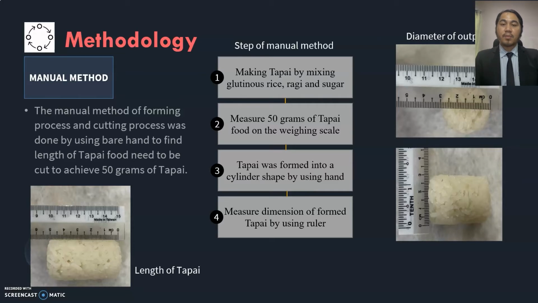The next step is to measure 50 gram of tapai on the weighing scale to ensure the tapai has the desired weight. Furthermore, the tapai was formed into the cylinder shape by using hand. Lastly, the dimension of formed tapai needs to be measured using ruler to confirm the shape of the product with 30 mm diameter. The length of tapai was measured and obtained 5 cm.